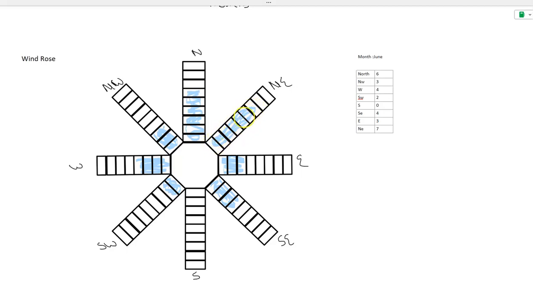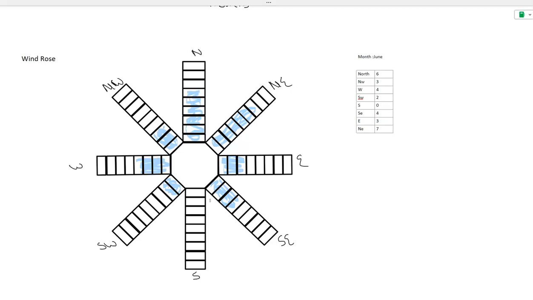Okay, and that is what a windrows looks like. As you can see on the windrows, we can see here that the most days, or the most direction the wind comes in, is from north to northeast. The lowest would be southwest to south, and that's why we are using a windrows.